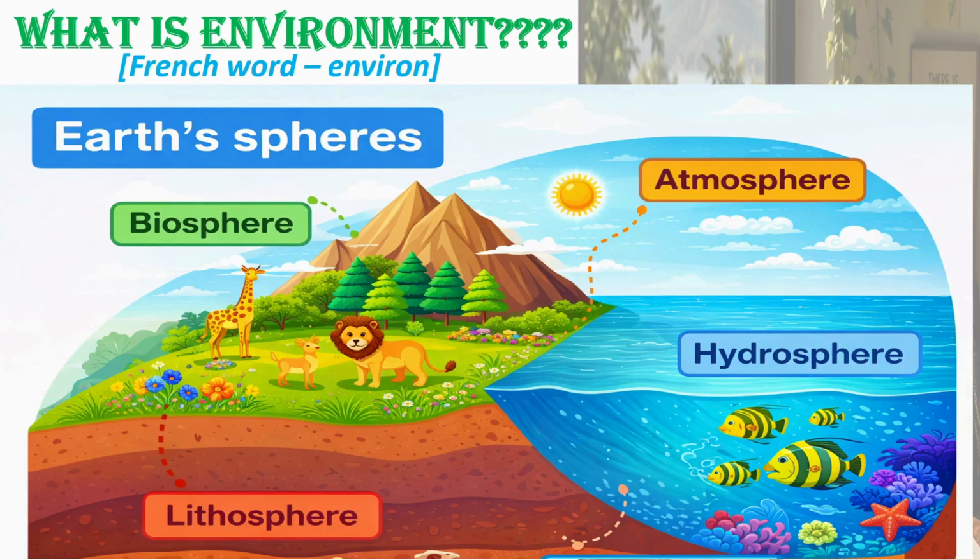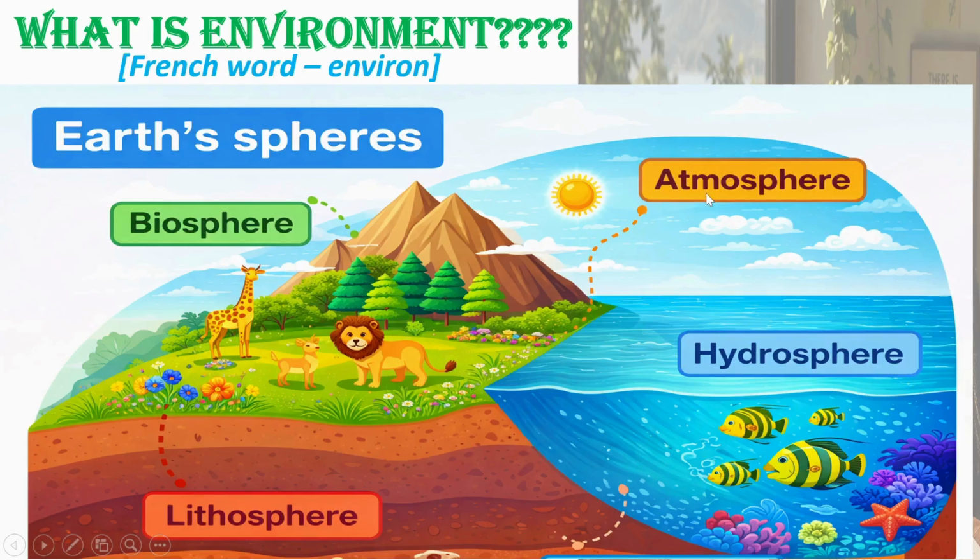So in this sphere, we don't have distinct separation of these layers or spheres. But to understand the complex sphere, we have broadly categorized it into four different types: atmosphere, hydrosphere, lithosphere, and biosphere.